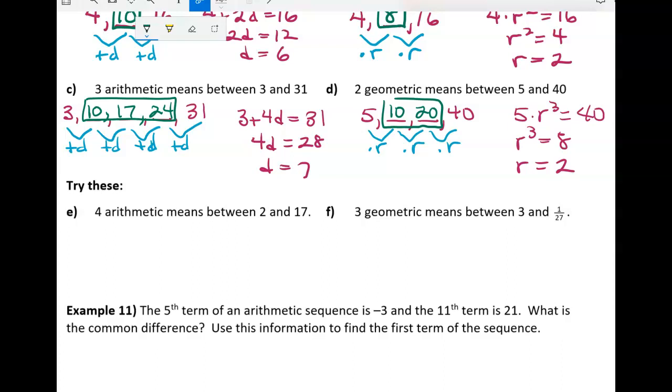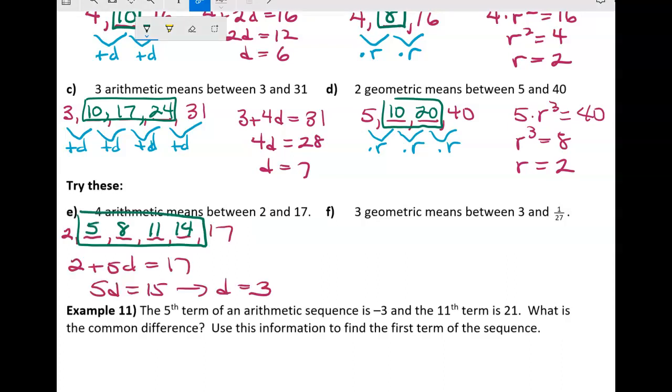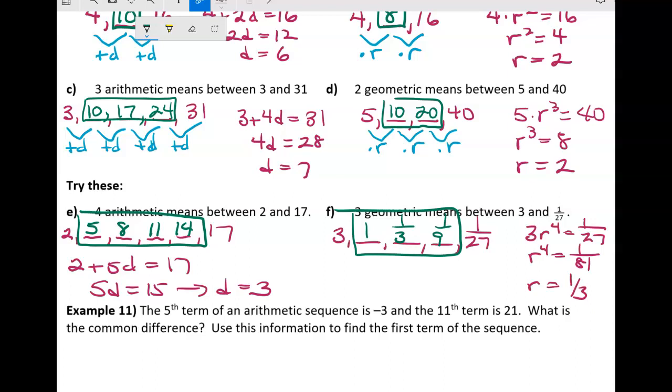All right, try E below on your own. 4 arithmetic means between 2 and 17. Those 4 arithmetic means are 5, 8, 11, and 14. Now try F, the 3 geometric means between 3 and 1/27. And those 3 geometric means are 1, 1/3, and 1/9.